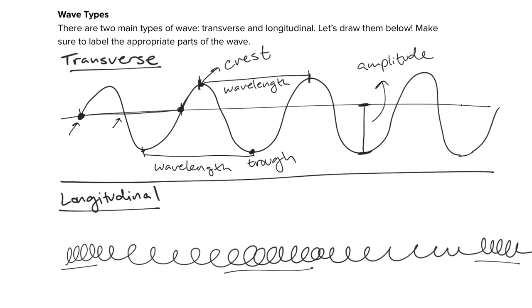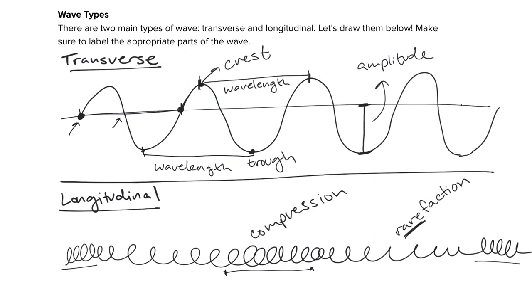They're bunched up. So the anatomy of this one is kind of similar to the transverse. What we would call a crest on the transverse is actually where all of these things are bunched together, and that is called a compression. That is where everything is squished close together. It's compressed. And the opposite of that, which is kind of like a trough for the transverse wave, is what's called a rarefaction. So where it gets super spread out. So I guess you could say it's rare there.